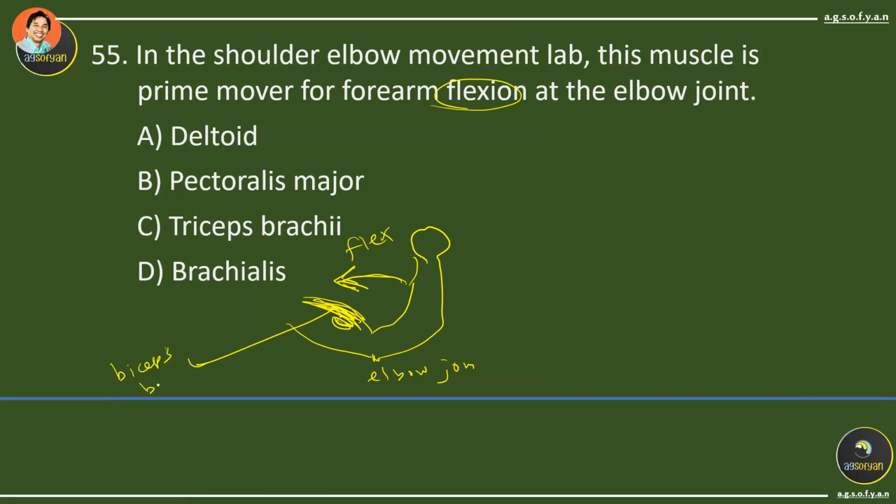It is called the brachialis. Okay, because bicep is not in the choices, then the best choice will be brachialis. There are actually two muscles that perform flexion in the elbow joint, which are the bicep and the brachialis.